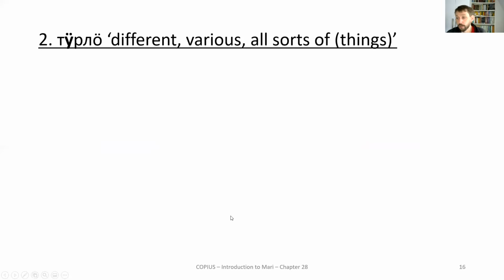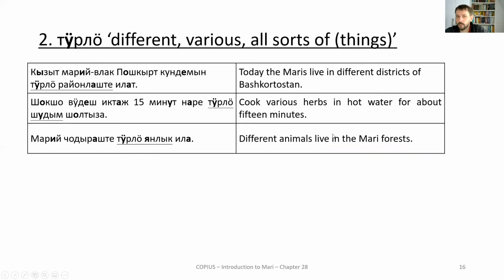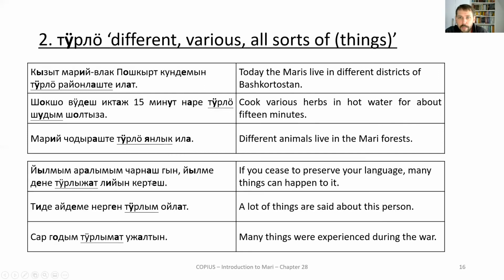So, türlü, which we have met as an adjective meaning different, various, of all sorts. So we can have türlü rayon lasted in different regions, türlü şudum, different herbs, türlü yanlık, different animals, diverse animals. Critically, it can also be used as a noun meaning different things, all sorts of things. And it's often used in sentences where it almost seems kind of euphemistic. Like tida ideme ne again türlüm oylat. A lot of stuff is said about this person. Different things are said about this person.